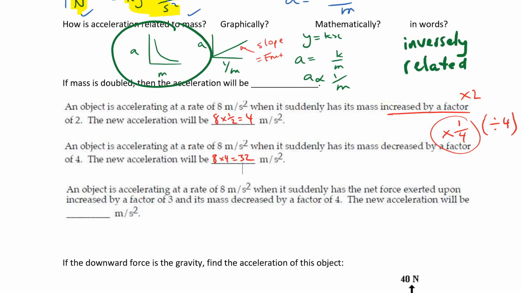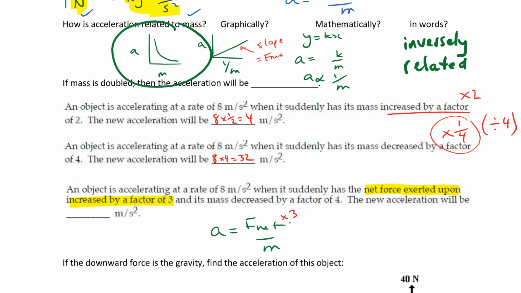All right, are you ready for a crazy one here? So again, I'm going to say A is equal to F net over M. And let's see what's happening here. In this question, the net force is increased by a factor of 3. So that's this part here. In other words, I'm going to multiply this times 3.